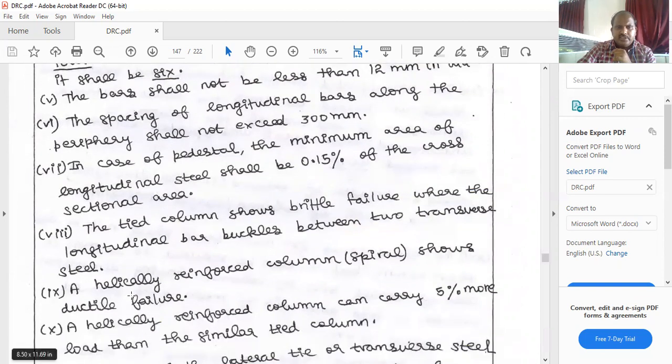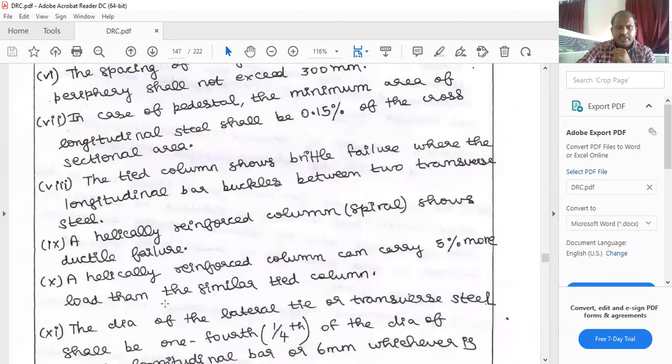The tied column shows a brittle failure where the longitudinal bars buckle between two transverse steels. Next is the helically reinforced column. The spiral shows ductile failure, and a helically reinforced column can carry 5% more than a similar tied column.